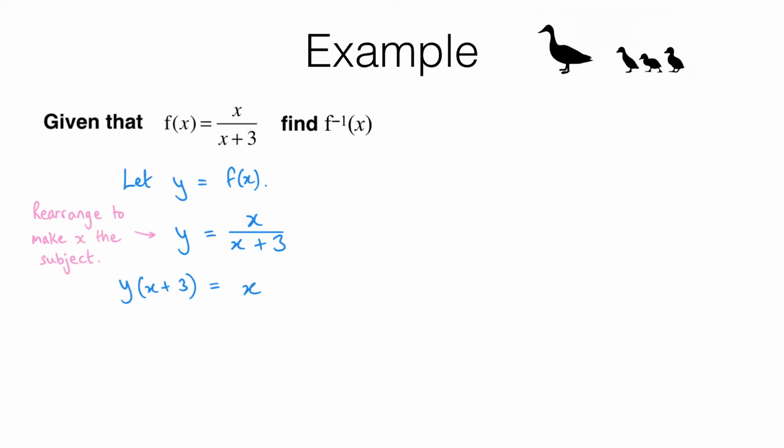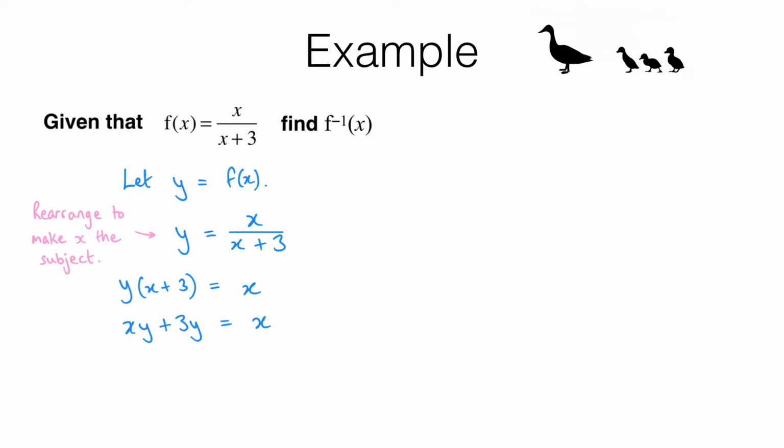Because remember, I multiplied both sides by x plus 3. And if I had x divided by x plus 3, but then multiplied by x plus 3, it undoes the effect of dividing by x plus 3. So now I've got y multiplied by x plus 3 equals x. I can expand the left-hand side. So that gives me xy plus 3y, and that equals x.